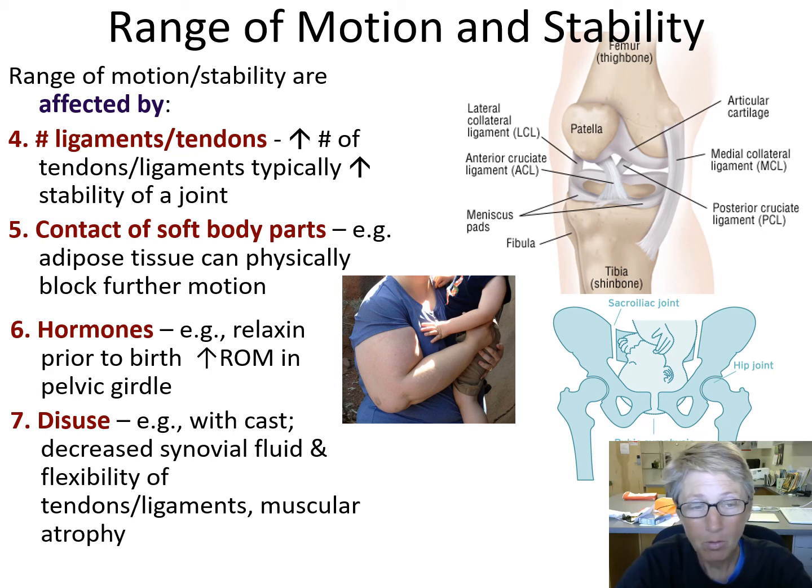Hormones also affect the range of motion. For example, if we look over here in the cartoon, at the joint here at the symphysis pubis, and here's the fetal head going through the cervix. When you're giving birth, there's a hormone called relaxin that will relax this joint so that the fetus can go through the birth canal. And then we talked about disuse of a joint, like if you have a cast, you also decrease your range of motion.